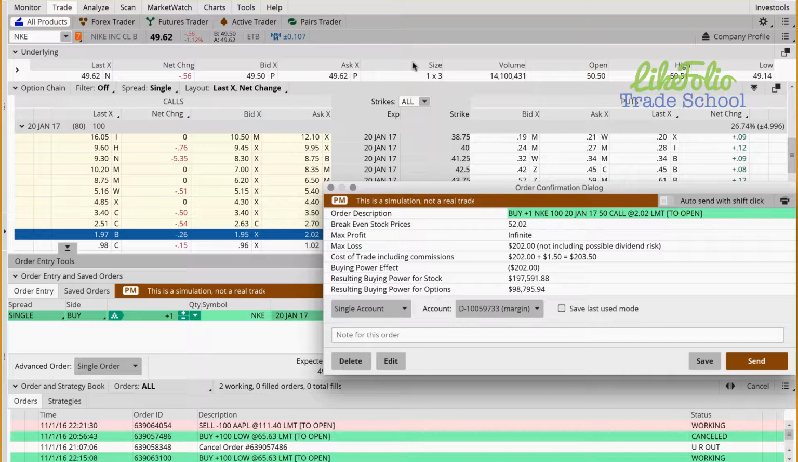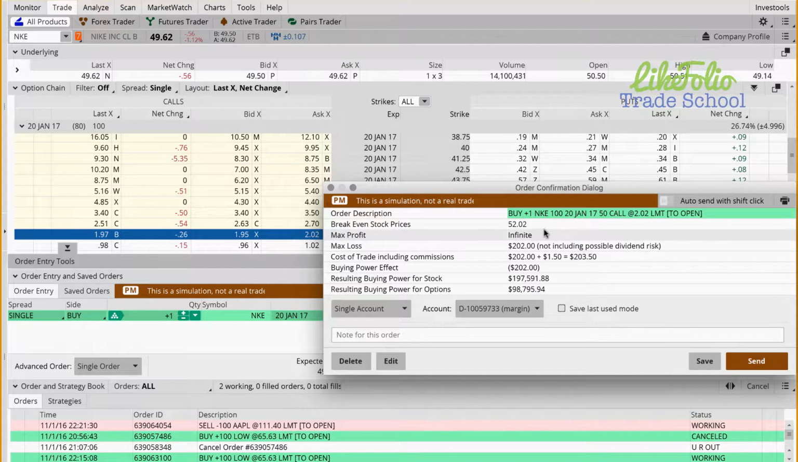Now, if there's a quick move to the upside, then we'll be able to take profits quickly. But if we're talking about 80 days from now, the stock has to be above 52.02 in order for this to be a profitable trade. Anything below 52.02 in the stock price 80 days from now, and we're not going to have a profitable trade on our hands.